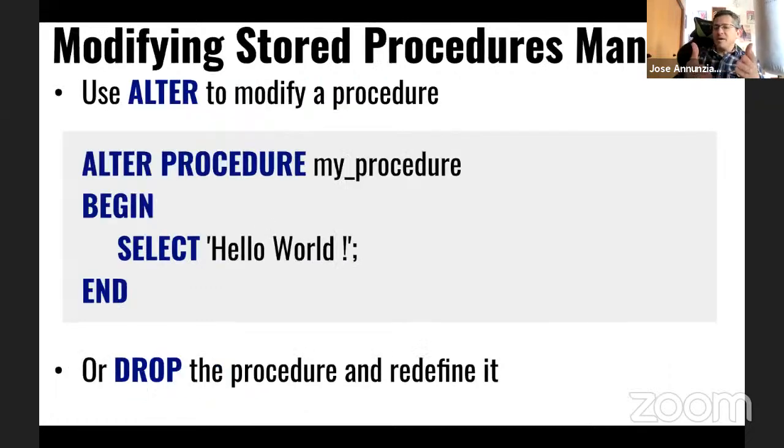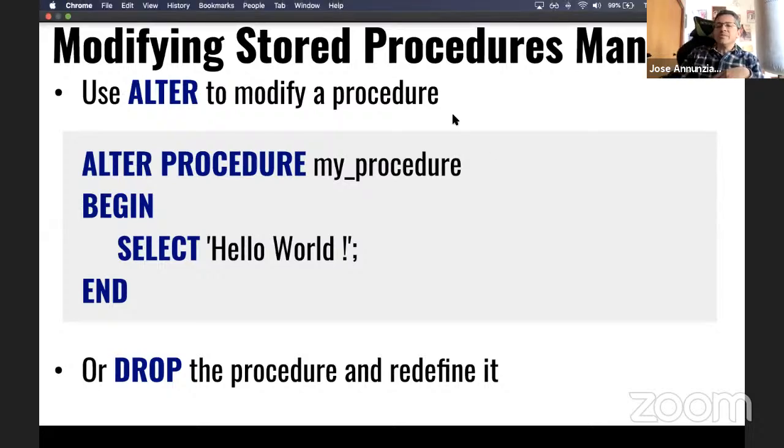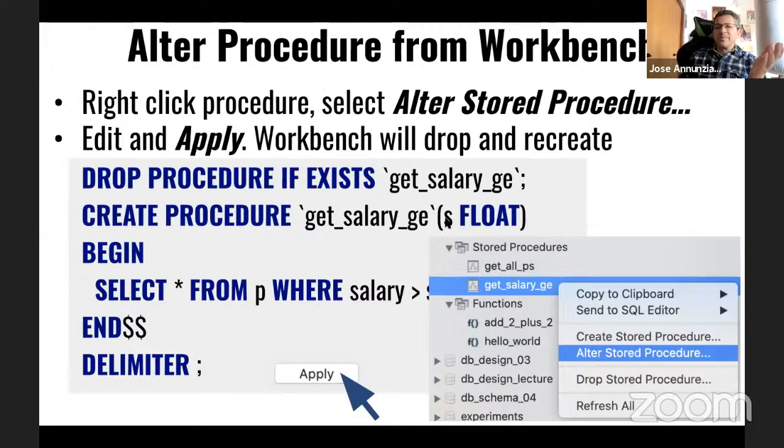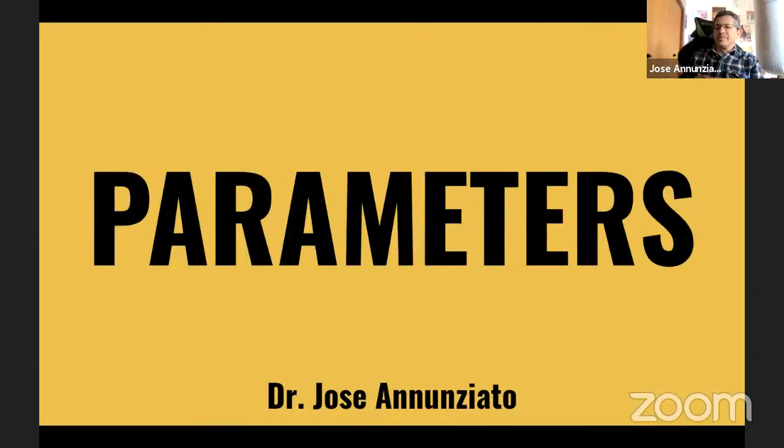So here's an example of the alter command, where you can just say alter procedure, and then you give it the brand new body of the procedure, right? Or you could just drop it and redefine the whole thing from scratch. Or from inside Workbench, you can just right click on the procedure and say alter procedure. So let's take a look at the parameters, right?